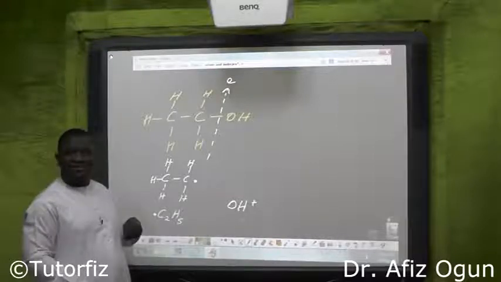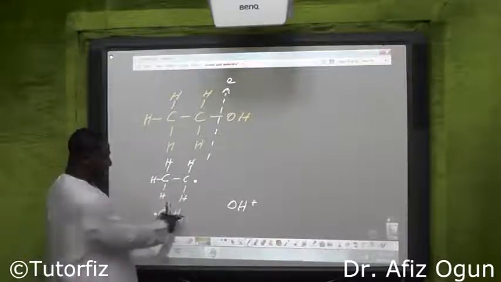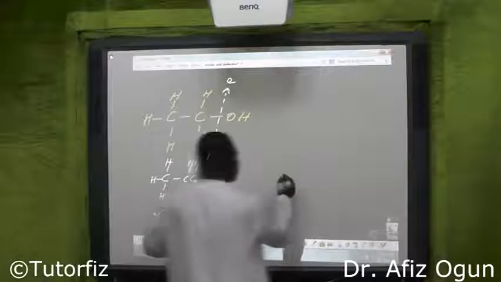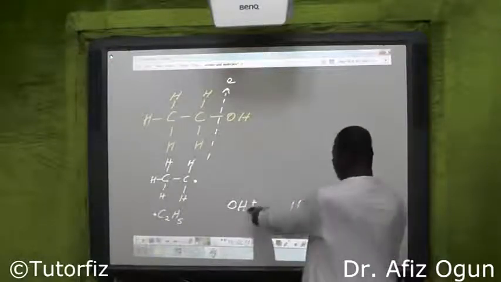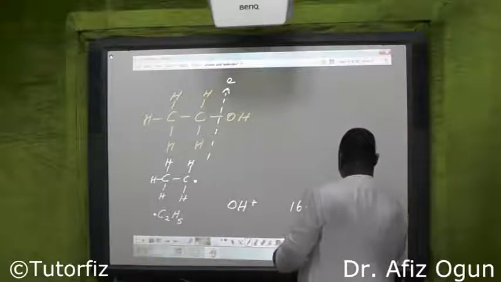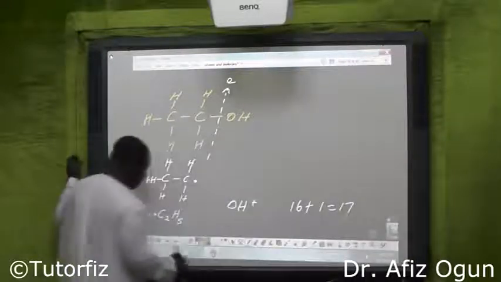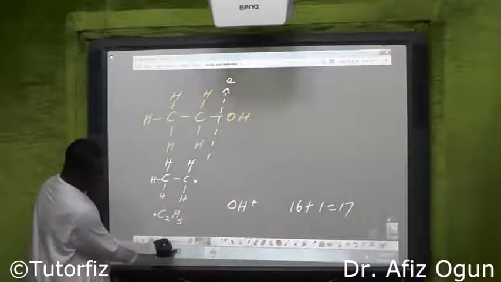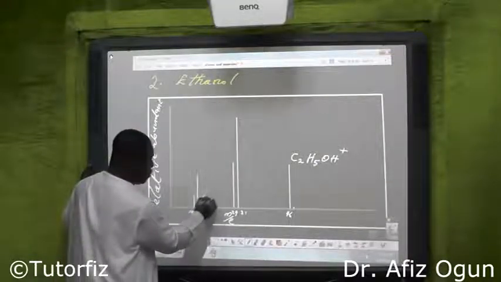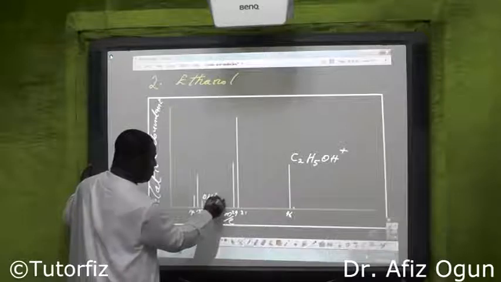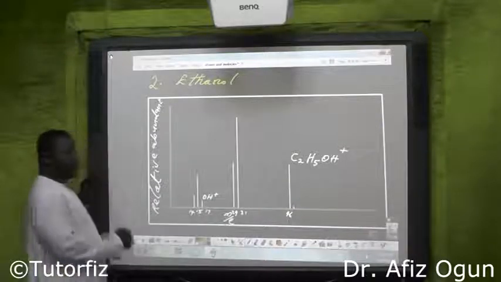Then what is the peak? OH, which is O is 16 plus H is 1. This is 17. So the mass shows at 17. That peak of 17, we got it, OH plus. That's the second peak. That's a fragment.